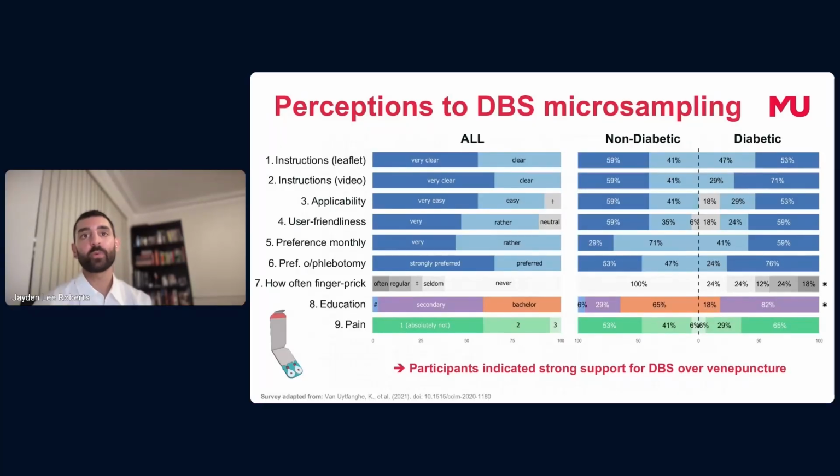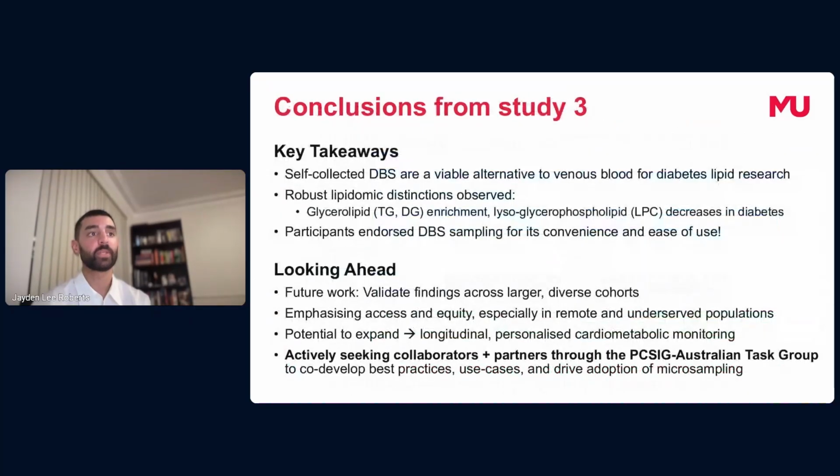However, self-sampling was well received overall and no one reported a pain score above 3, which was really cool to see for the finger prick sampling. So the key takeaways from this final research was that self-collected DBS are a viable alternative to venous blood for diabetes lipid research.